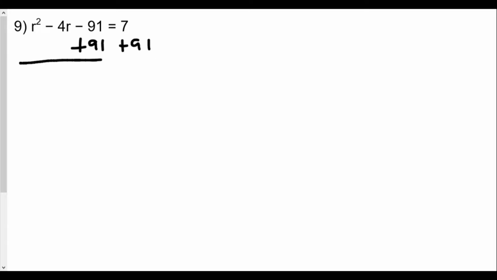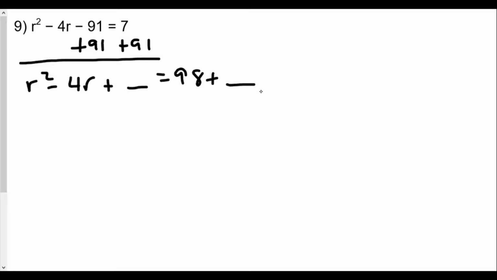So completing the square, we do this here. We're going to get r squared minus 4r plus blank equals 98 plus blank. And again, our b term, our b value is negative 4. That's this number here. Yes, we included the sign in this case, okay?